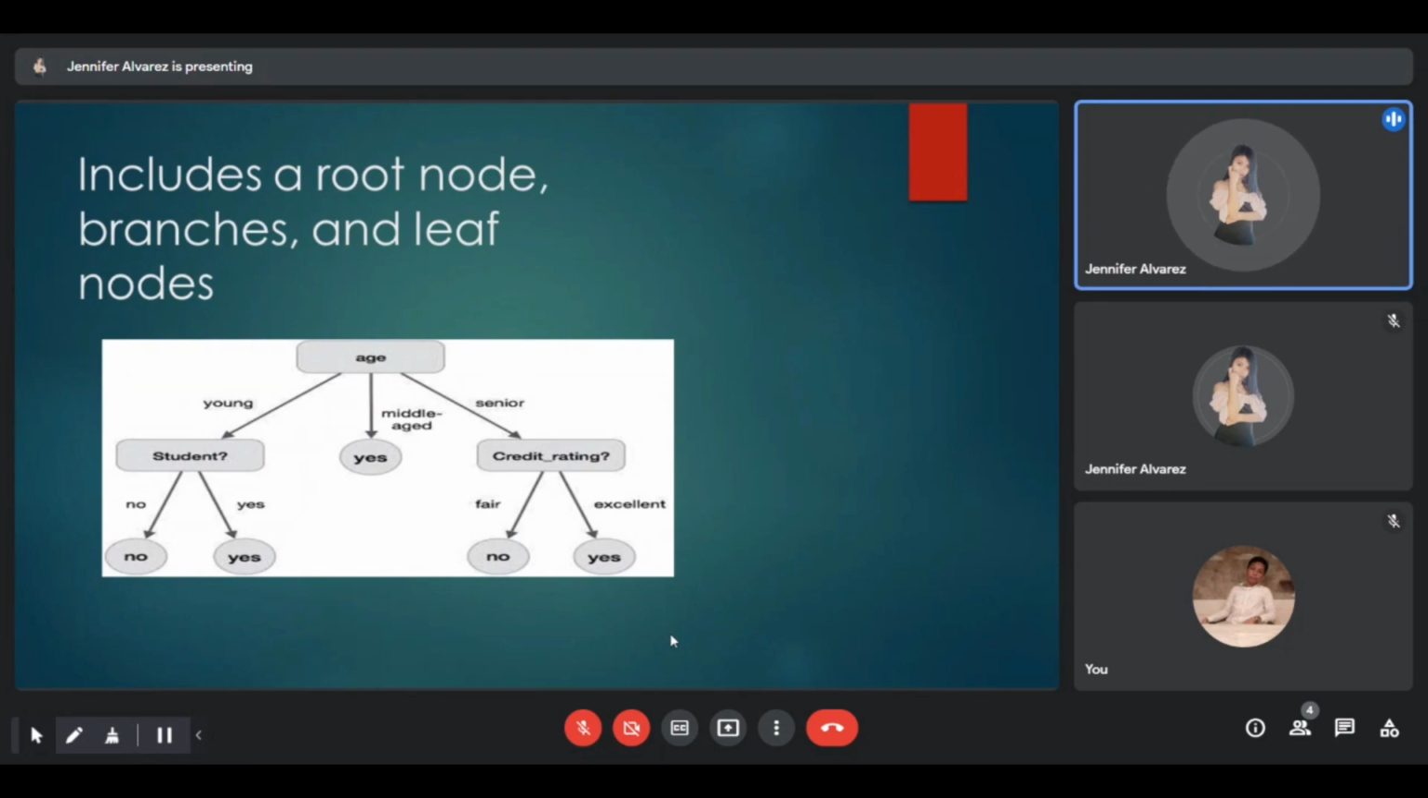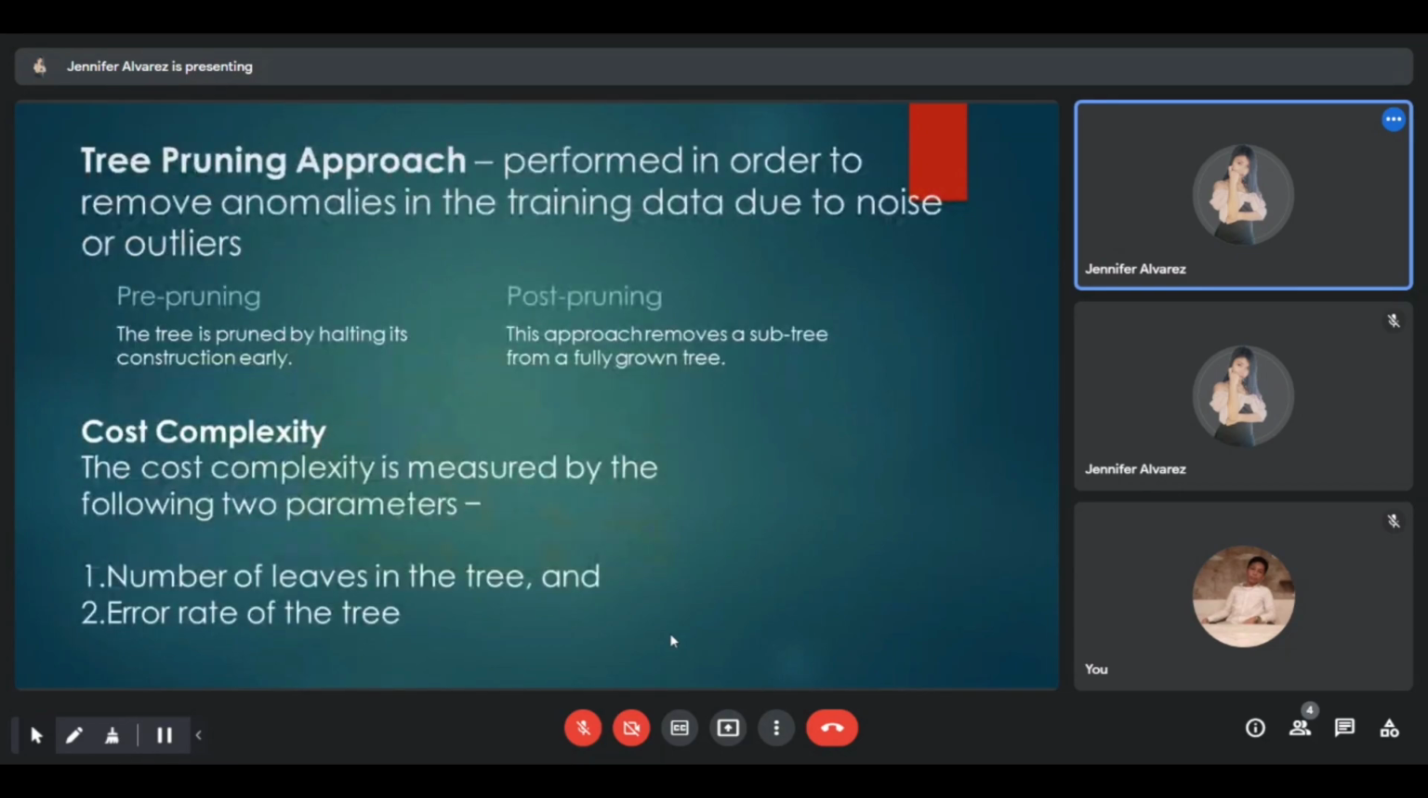So, what are the benefits of having a decision tree? It does not require any domain knowledge. Tapos, it is easy to comprehend. Three, pruning approach. Ito ay pine-perform para tanggalin yung mga anomalies due to noise or outliers. So, may dalawa siyang approach: pre-pruning and post-pruning. The tree is pruned by halting its construction early sa pre-pruning. Sa post-pruning naman, it removes a sub-tree from a fully grown tree.